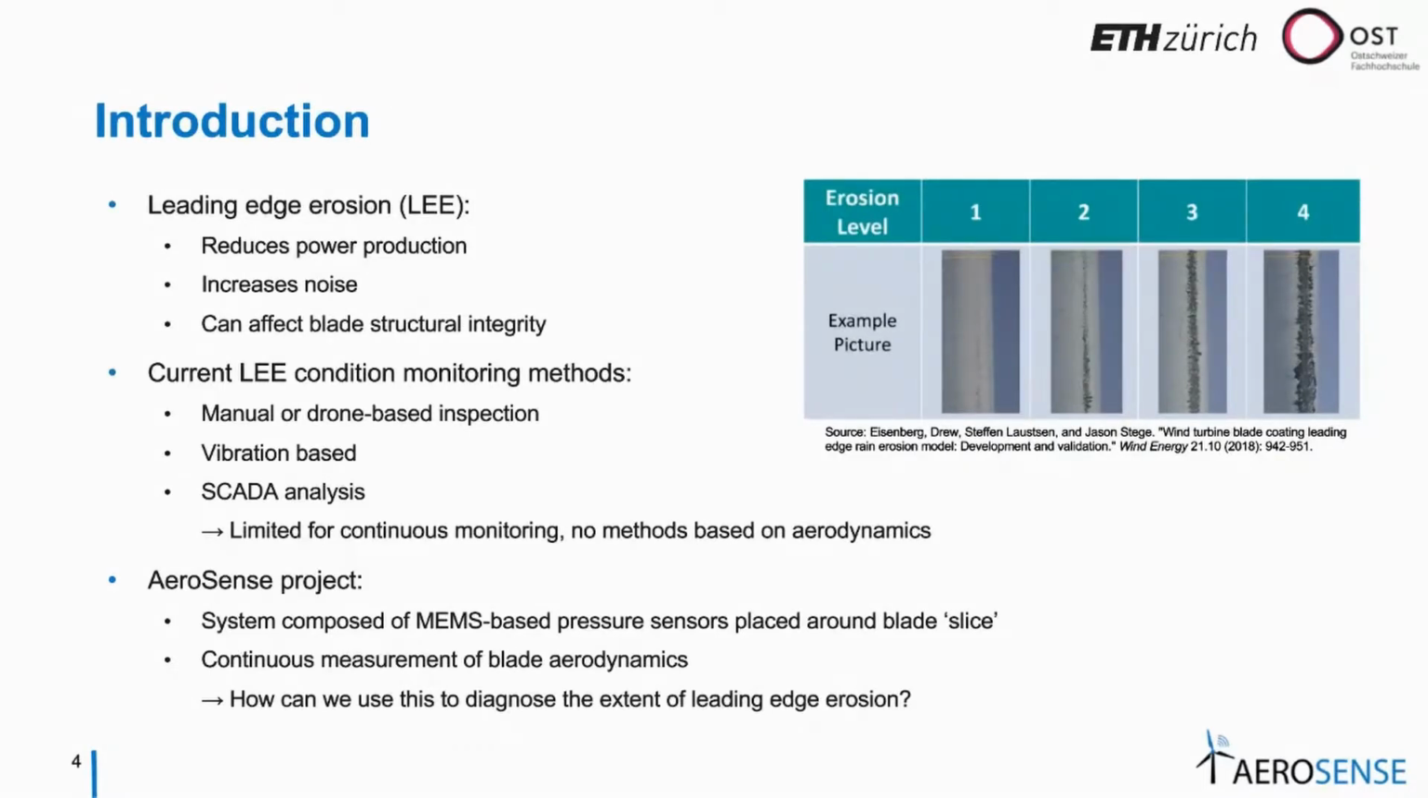And current methods to diagnose leading edge erosion rely on manual or drone-based visual inspection. You can also use vibration-based methods or SCADA analysis. And all of these methods are pretty limited for continuous monitoring. And also there are no methods based on aerodynamics. So within this Aerosense project, how can we use our MEMS-based pressure system to use the pressure around the blade to diagnose the extent of leading edge erosion?